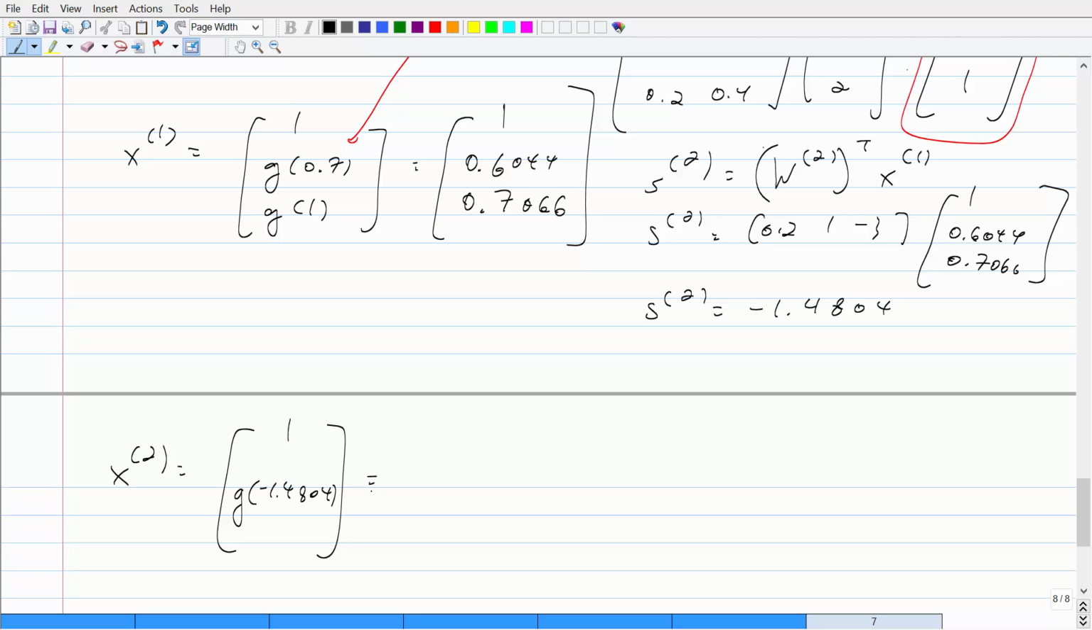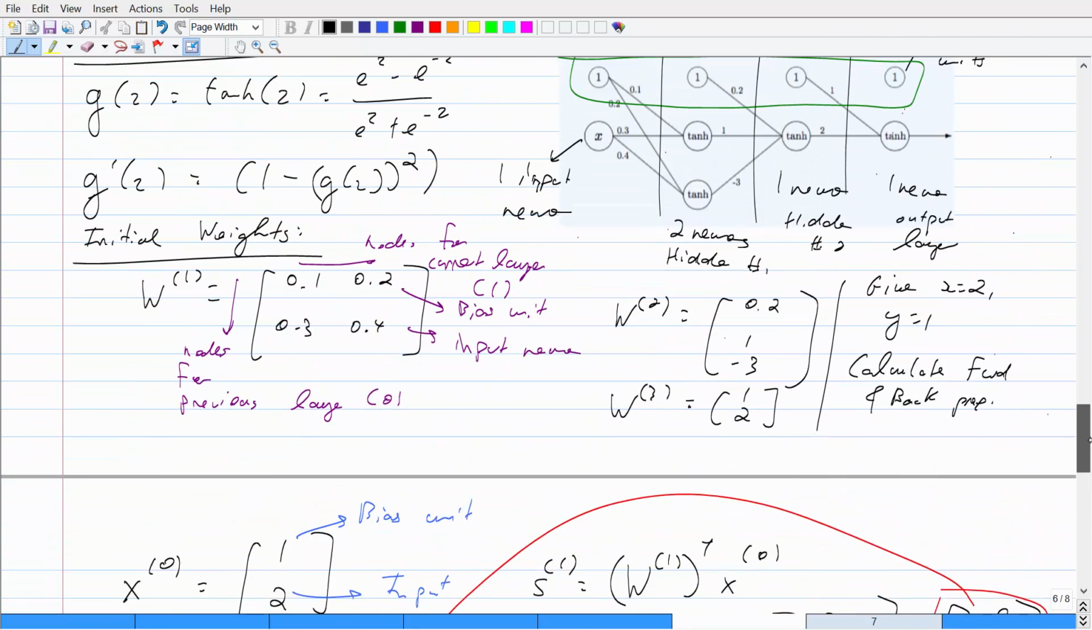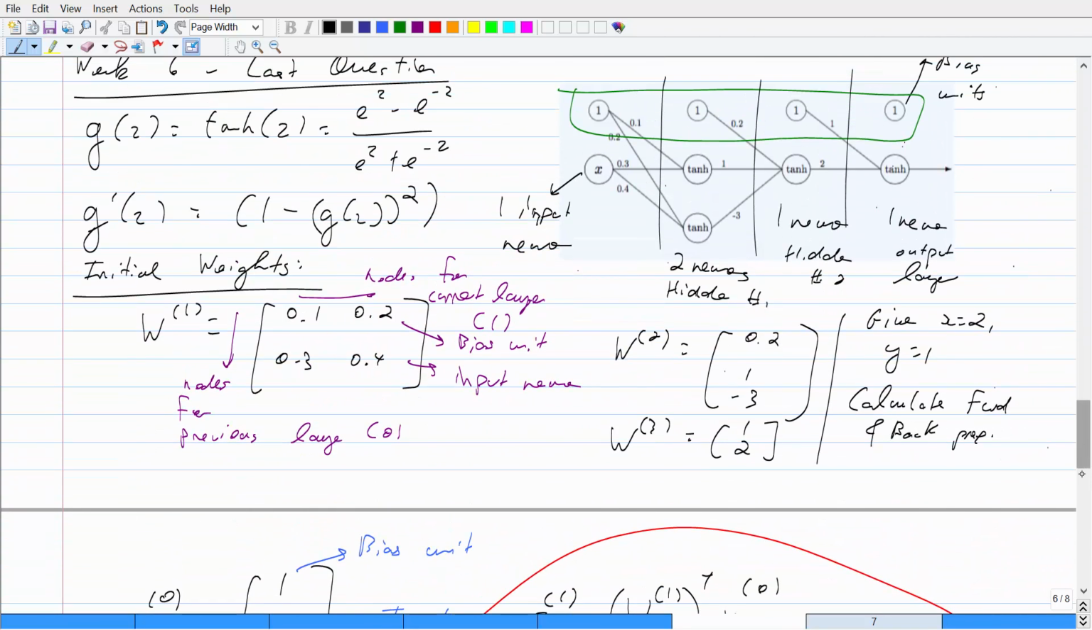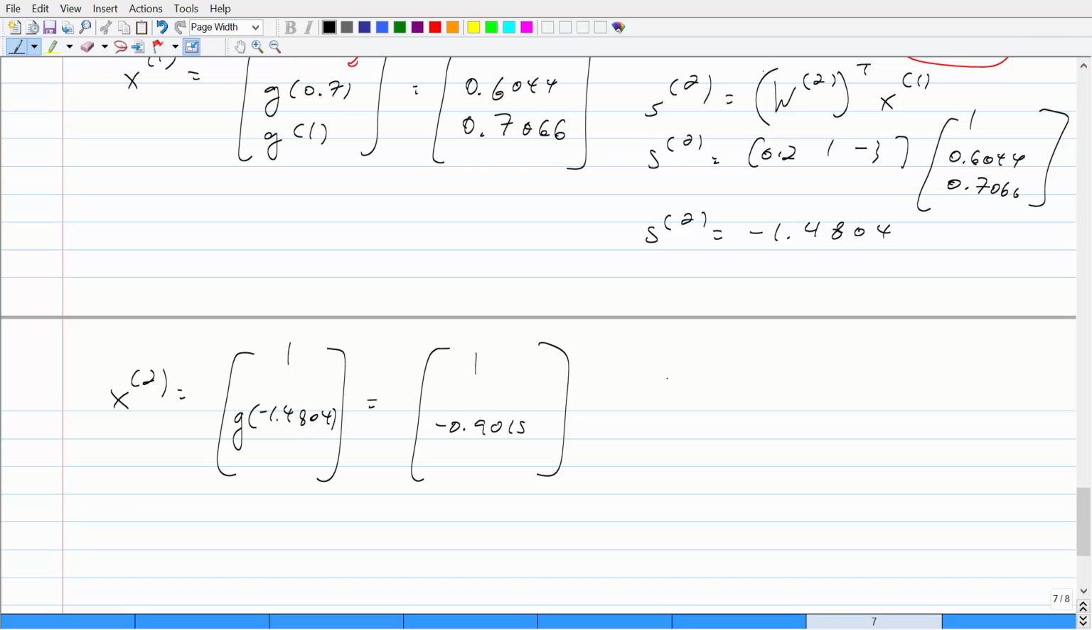Okay, so when you calculate this, we get 1 and then minus 0.9015. Remember, this is the output of the second hidden layer, so we still have one more. We still have the output of this layer over here. In this case, we have to calculate the inputs that are coming in, so we have W3 transpose times x of 2.